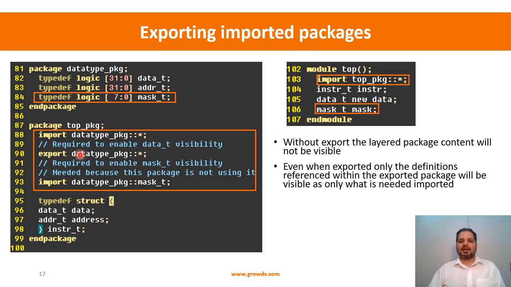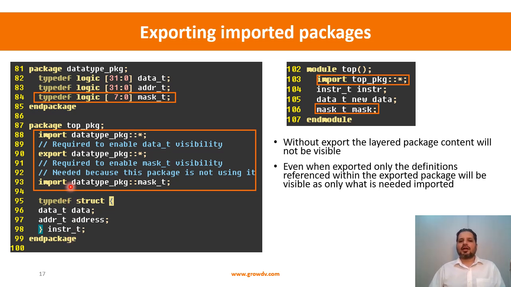Okay, I have added the line number 90. I have not yet added the line number 93. So it will give an error that it's an undefined data type for mask_t. So why this happens is, as we have seen, packages, even though I'm importing with a star, it brings in only what you use. So in this case, I'm using only data_t and the address_t from this data type package, and hence when I say export, whatever that I am using becomes visible to another guy. Okay, and what I am not using is not visible.